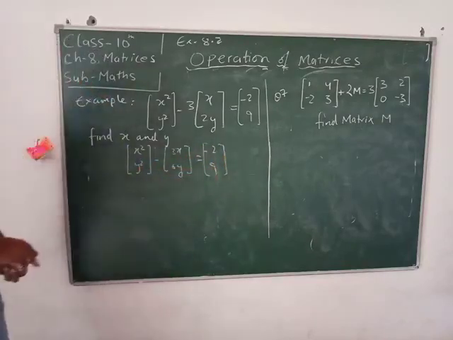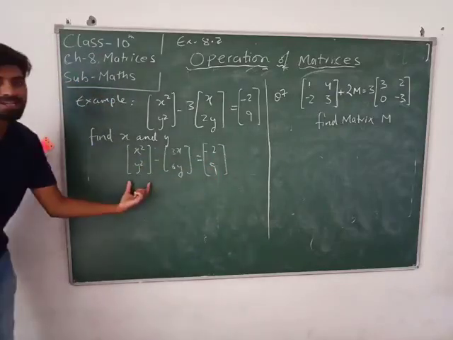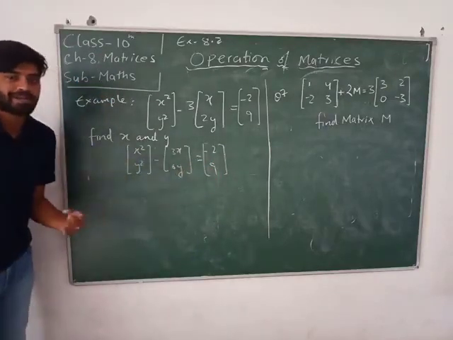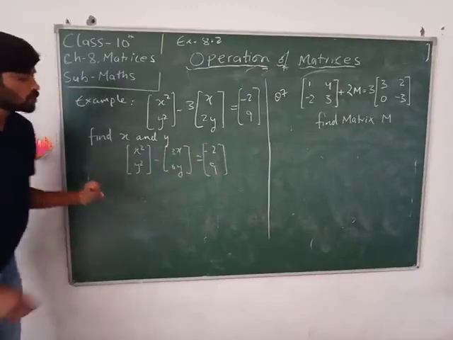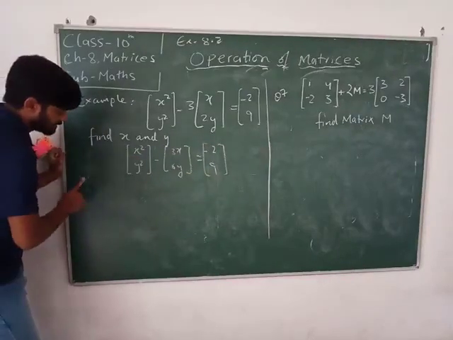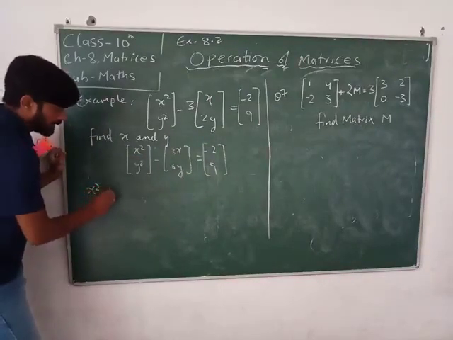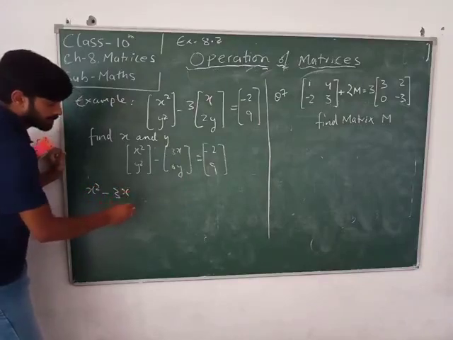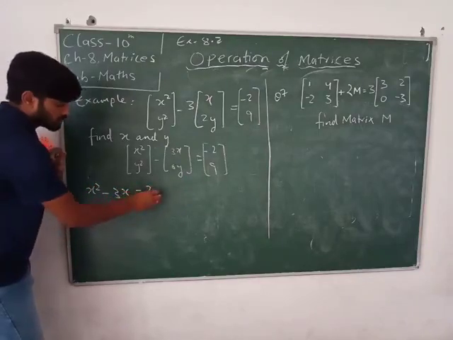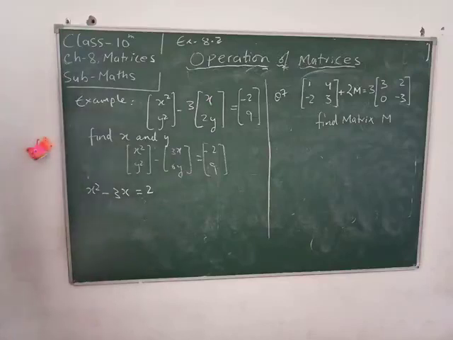Now what is it telling me? It is telling me that this matrix is being subtracted by this matrix and I am getting minus 2. So how will I write this? I will write it like this: x square minus 3x equals to 2. Okay, so that's how I am going to write it down.